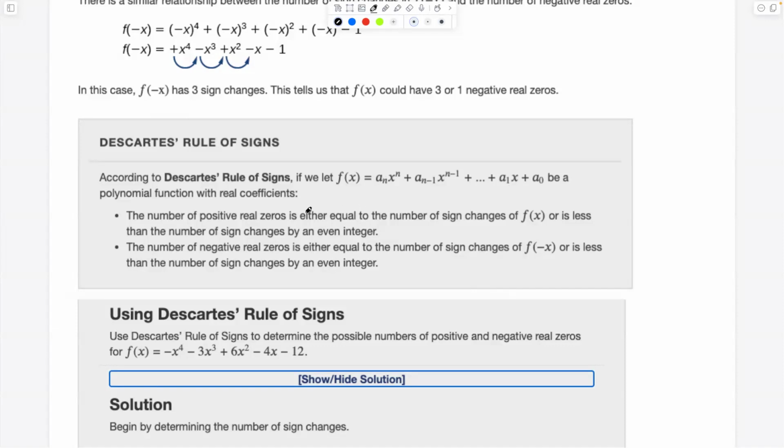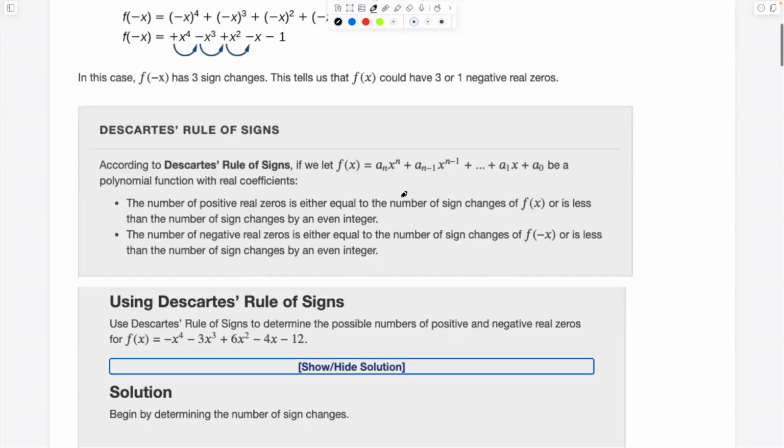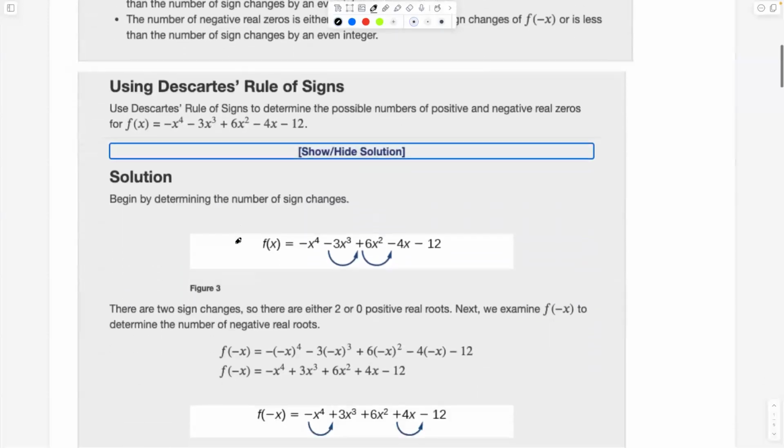Say I count the number of sign changes and I get 3. Then the number of positive roots will be 3 or 1. I keep subtracting 2 until I can't subtract 2 anymore. Similarly, once you've replaced all the x's with negative x's, however many sign changes you get, you might have that many negative zeros, or you subtract 2 from that, until you can't subtract 2 anymore. Okay, here's an example.